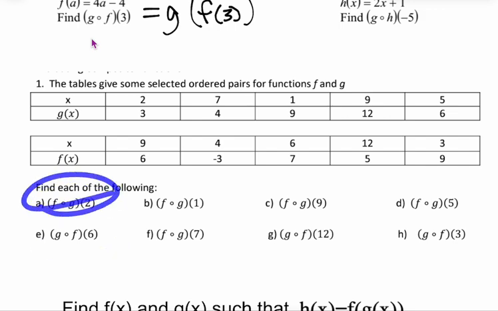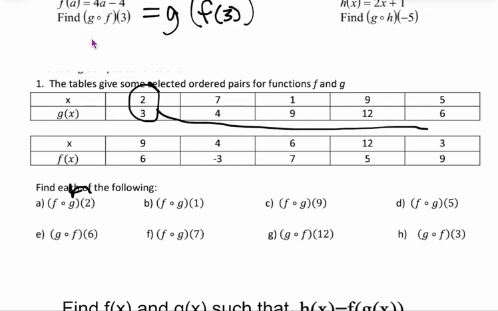Okay, so let's look at A. What function do we start with? G. So we're going to find the X in G. The X of 2 in G becomes a 3. And then we're going to connect it to F. What does 3 become? The answer is 9.